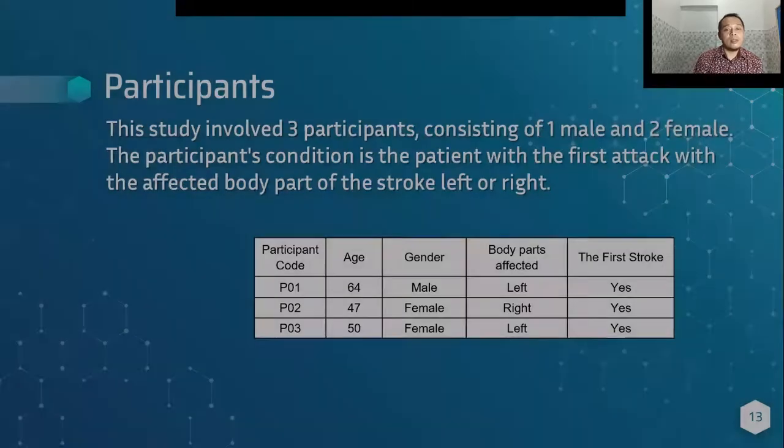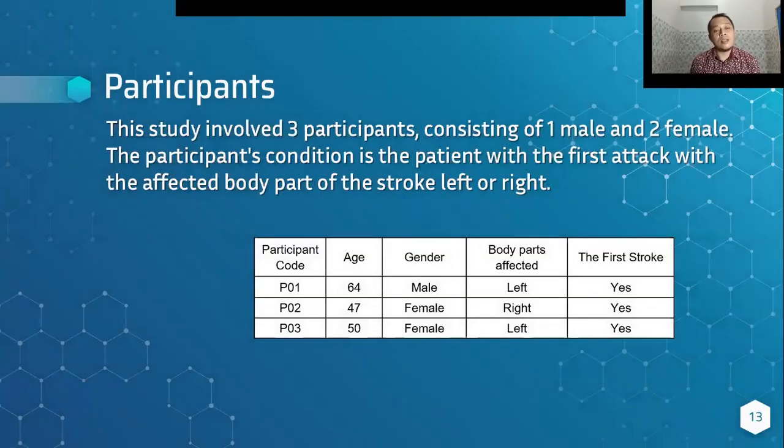And this is also about the participants. This study involved 3 participants consisting of 1 male and 2 females. The participants' condition is patients with a first attack, with the affected body part of the stroke being left or right.